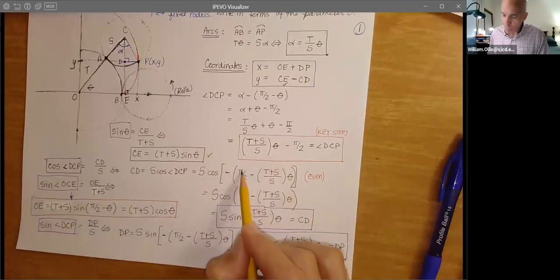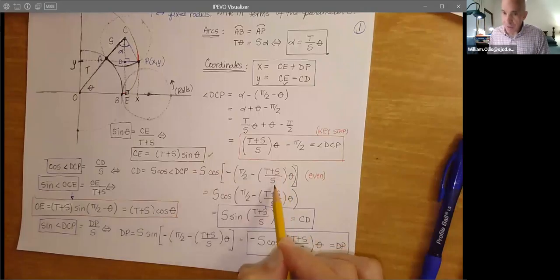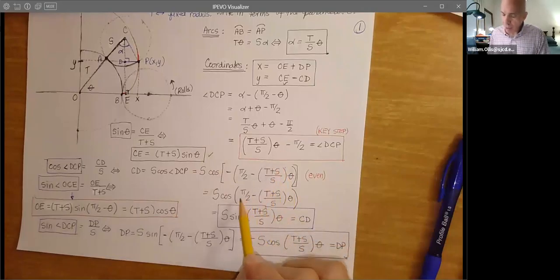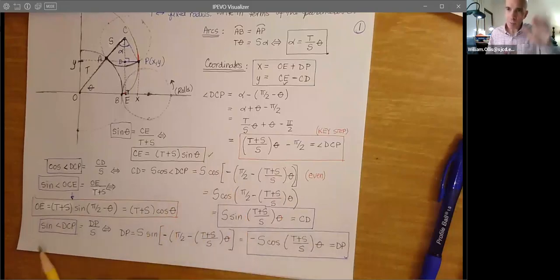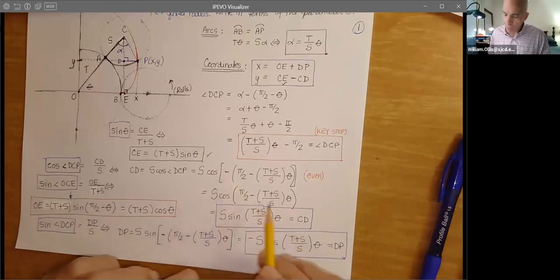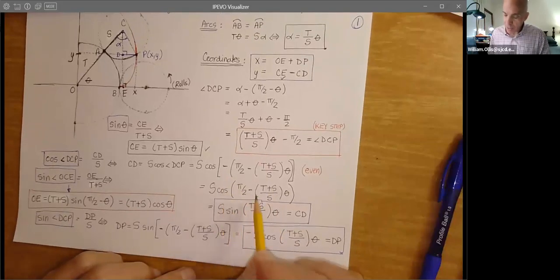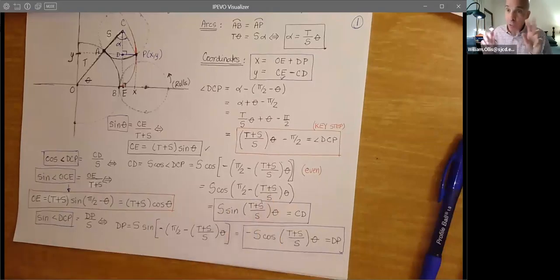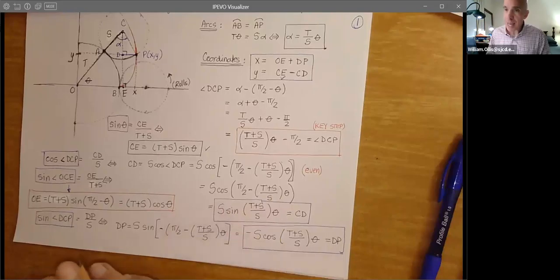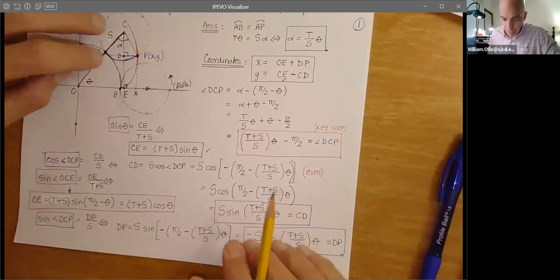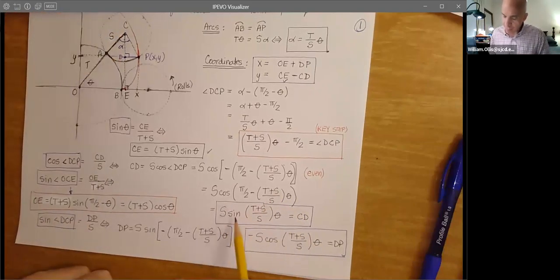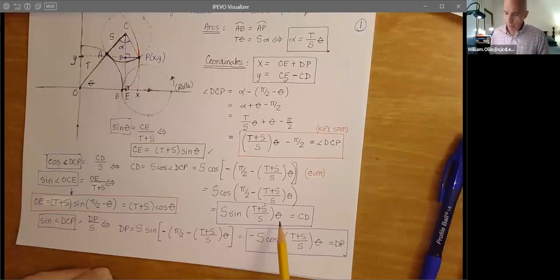Now, here's where we use some precal. Notice this angle, we take the cosine of this, but I'm going to factor it to make it into the cofunction. So the cofunction, I have to have the pi over 2 first. So I'm going to factor the negative out of this, and write it as pi over 2 minus T plus S divided by S times theta. Now, help me out. True or false? Cosine is an even function. Yes, sir. It is even. So the negative absorbs. So now what we see is in this particular case, we have cosine of pi over 2 minus the angle. That's the cofunction identity. So that's equal to sine. Remember, cosine of pi over 2 minus a is sine of a. They're cofunctions.